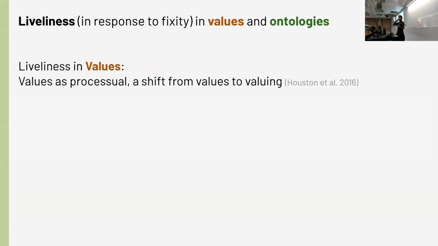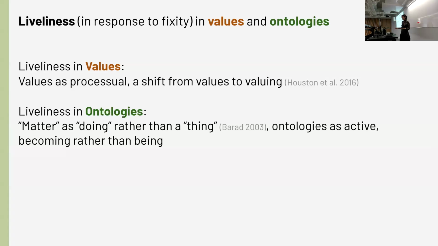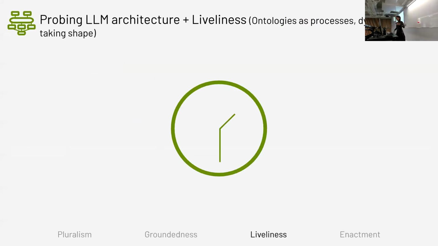So I'll go a bit quicker with liveliness as opposed to fixity in values. We've seen that values are processual, a shift from values to valuing. And similarly in ontologies, ontologies as an active becoming rather than a fixed state of being. There are several examples where you see this play out. One of them that I find really interesting to think about is the notion of time.